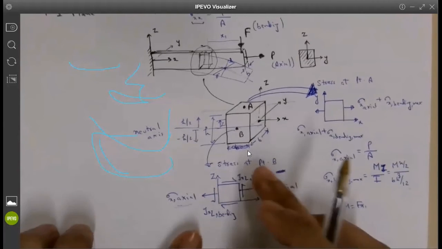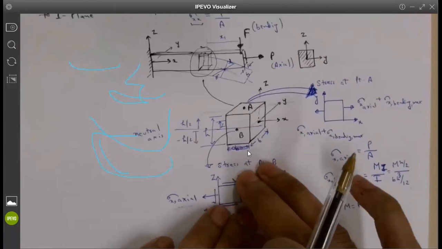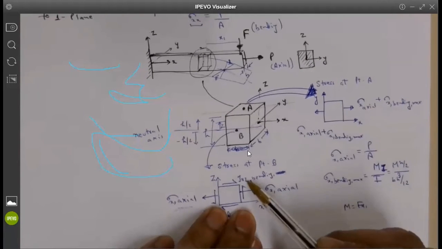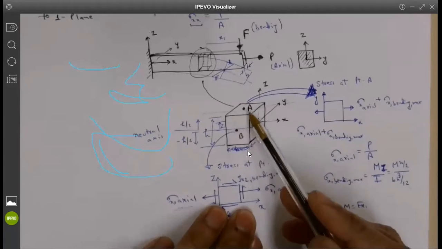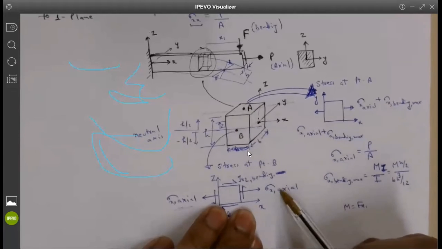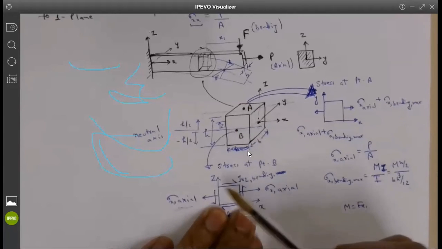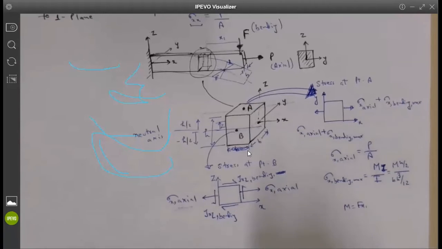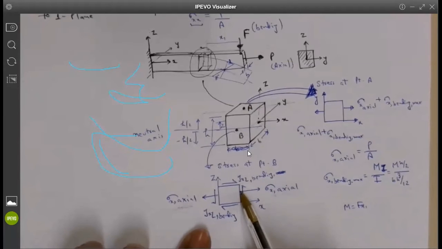Forget about tau xz for the time being. Just consider the part from here to here. The only thing changing is that the stresses due to bending become 0. So the only thing remaining is sigma x axial. Are you guys with me? Yes. And now I have put an additional component of stress, which I'm calling tau xz.